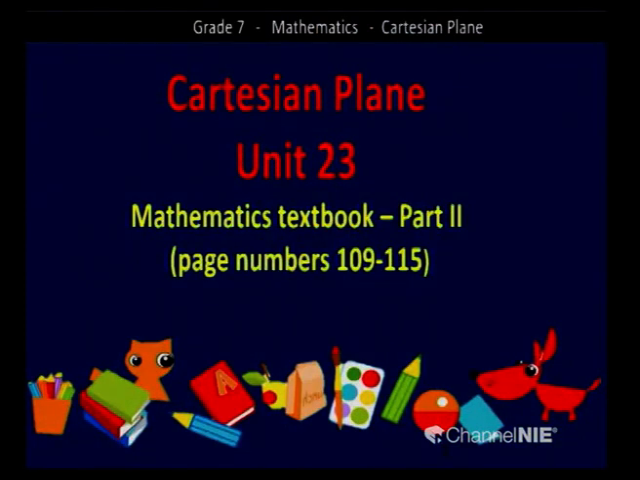Today we are going to talk about the 23rd unit of your mathematics textbook, Cartesian planes. So quickly take out your mathematics textbook and turn to page number 109.